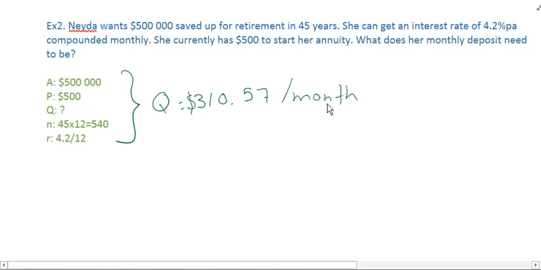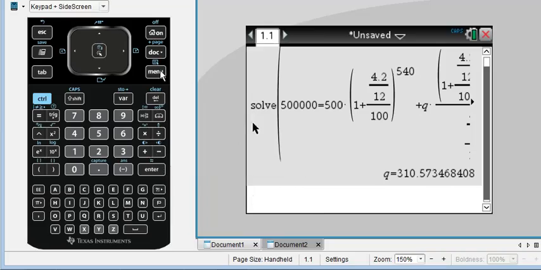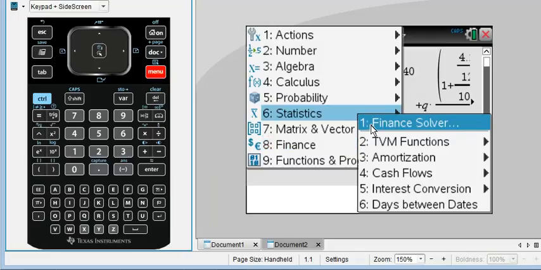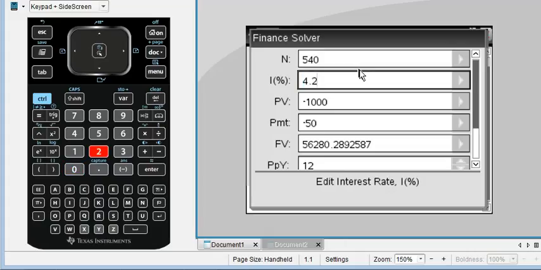Now, as I said, there is a short way to store formulas, but we do also have our good old finance solver we can always use. So, menu 8.1. Okay, so my values from the last example are still there, so we'll just write them over. So our N was 540. Our interest rate, we got a slightly higher rate, okay, 4.2%. Her initial deposit, though, was slightly lower at $500, again, negative, because it's in the bank account, she can't spend it, so that's negative. Payment, that's going to be what we're looking for, so we'll come back to that.